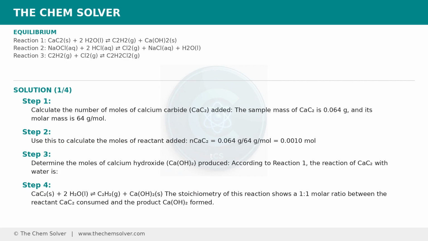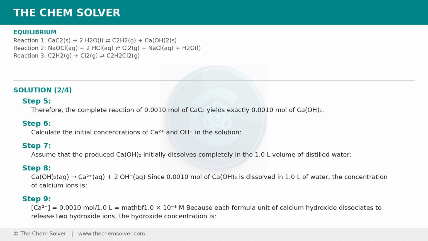Determine the moles of calcium hydroxide, Ca(OH)2, produced. According to reaction 1, the reaction of CaC2 with water is CaC2 plus 2H2O in equilibrium with C2H2 plus Ca(OH)2. The stoichiometry of this reaction shows a 1-to-1 molar ratio between the reactant CaC2 consumed and the product Ca(OH)2 formed. Therefore, the complete reaction of 0.0010 moles of CaC2 yields exactly 0.0010 moles of Ca(OH)2.